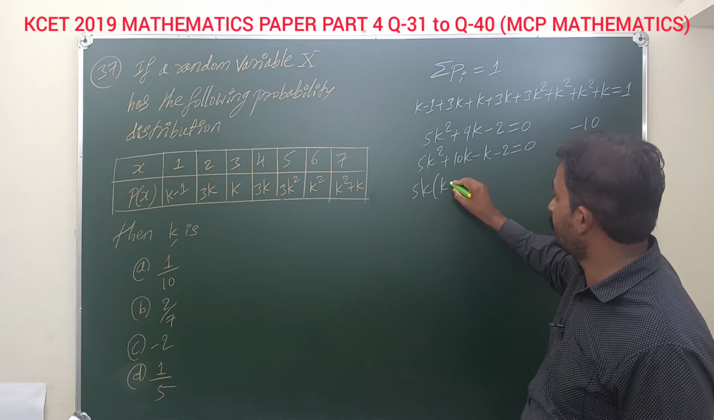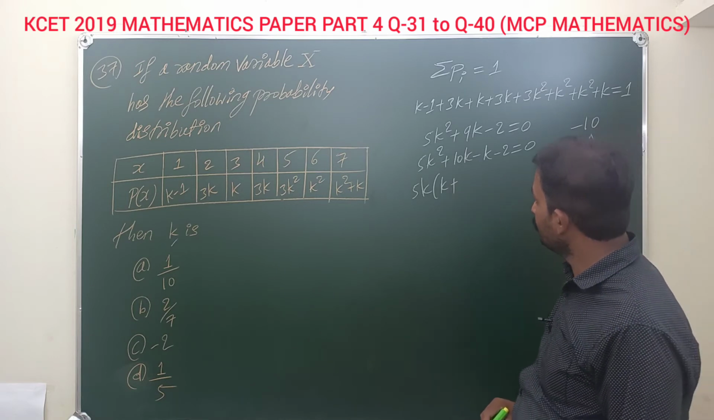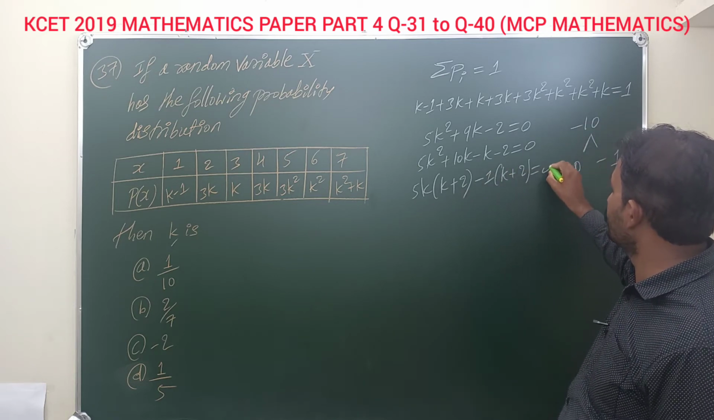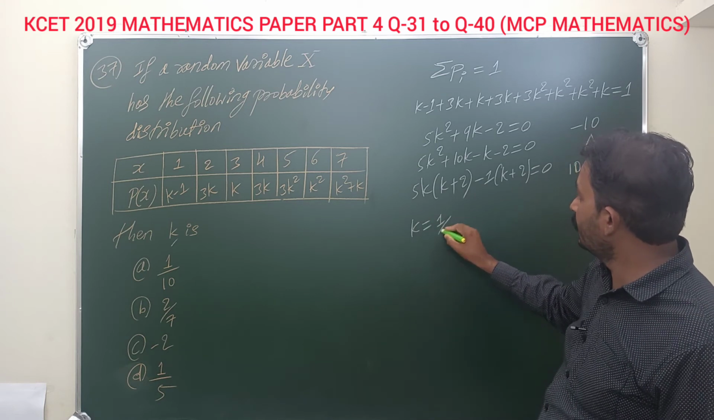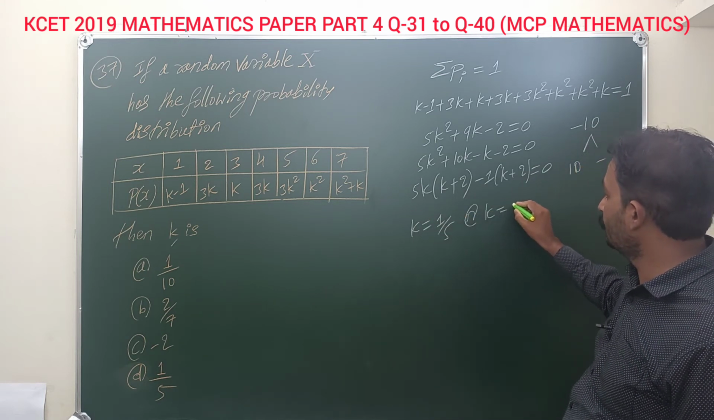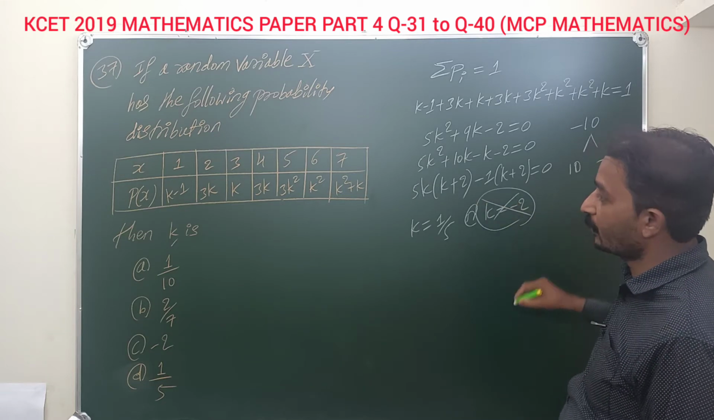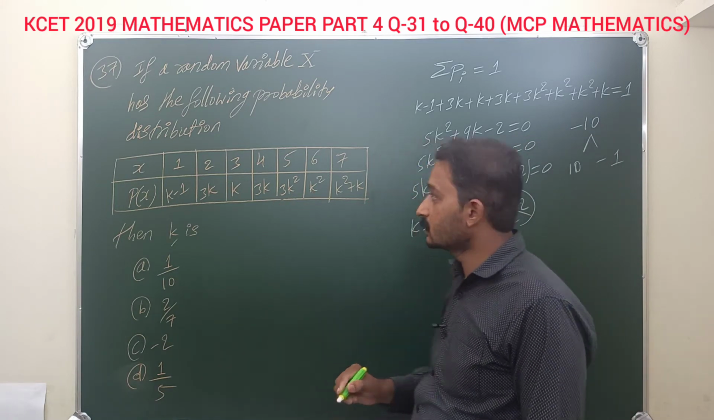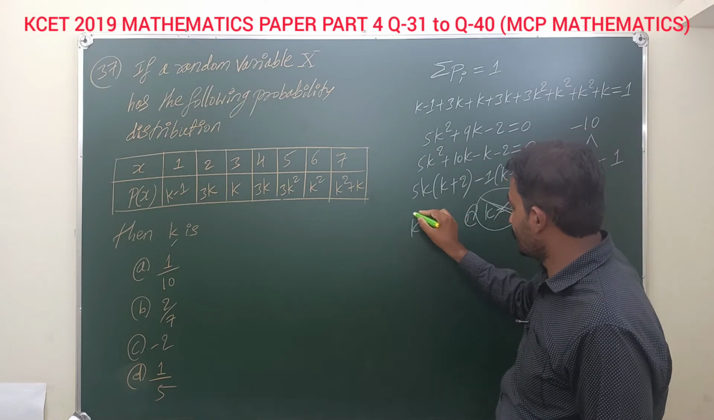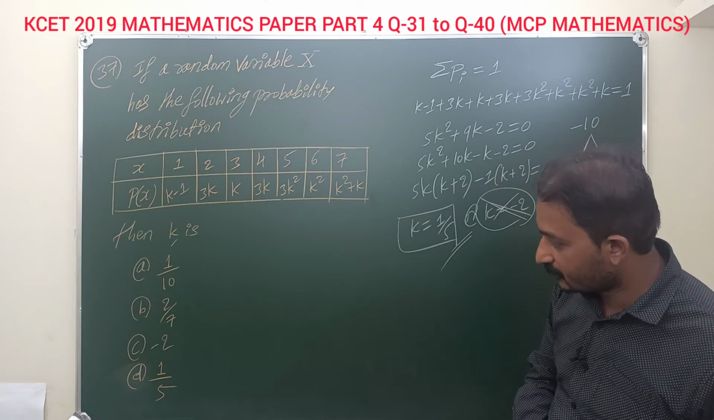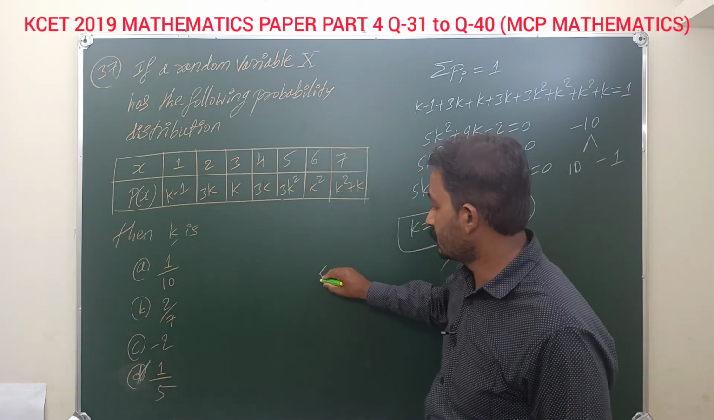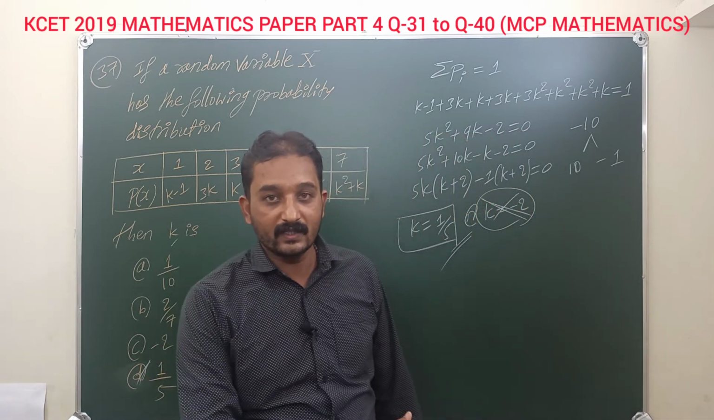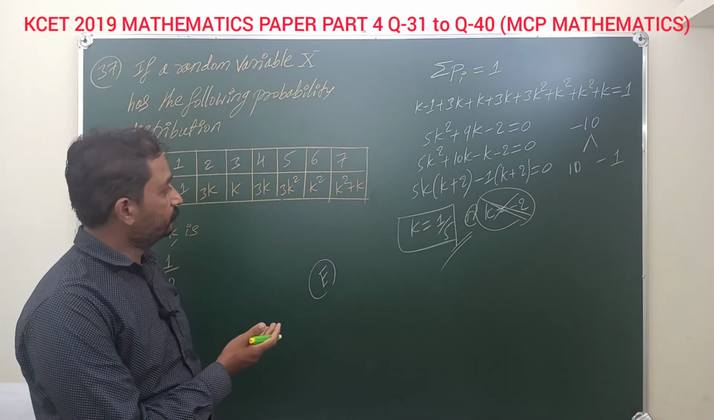Take 5k outside: 5k, k plus 2, minus 1 outside, becomes k plus 2 equal to 0. Now k is equal to 1 by 5 or k is equal to minus 2. Minus 2 is impossible because in a probability distribution table, no probability of any random variable is negative. So this is wrong. Here k is 1 by 5, so we take 1 by 5. Option D is correct. Easy question, all the students can solve this because they have already solved this type of question in the NCERT textbook. Usually they ask this type of question in the theory examination also. It carries 2 marks. Take it down.